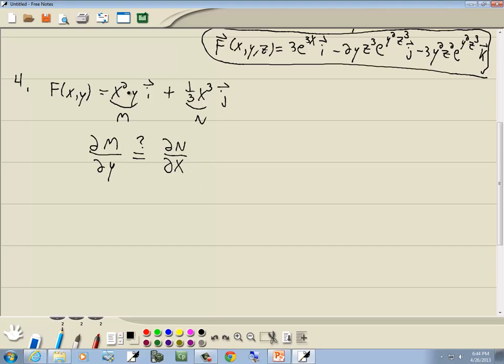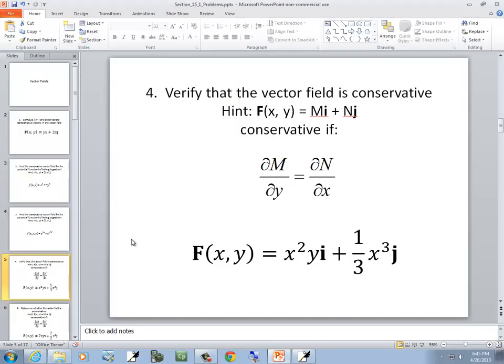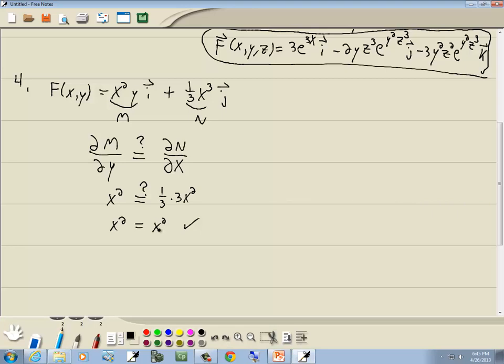Okay, well the derivative of m with respect to y would give us x squared. And again, this is a question mark at this point. Partial of n with respect to x. Take 3, put it out in front, so we've got 1/3 times 3x squared. The 1/3 and the 3 cancel, and we've got x squared is equal to x squared. So the question here, verify it's conservative. We just did by getting those equal to each other.